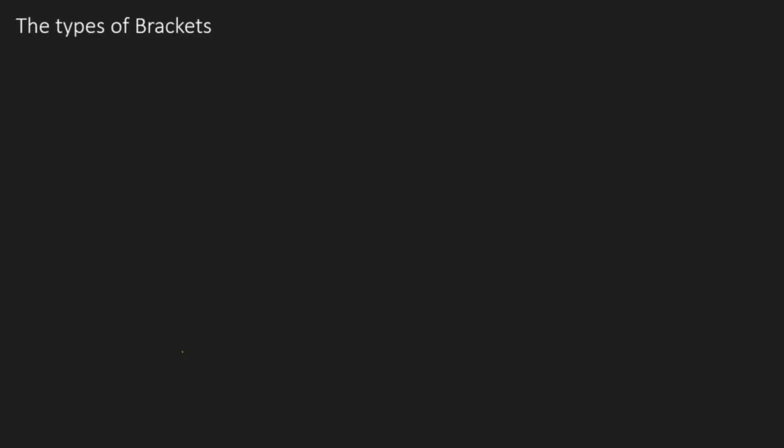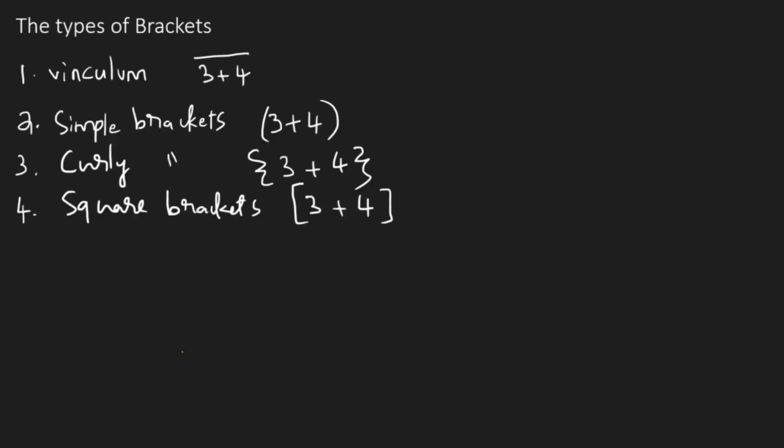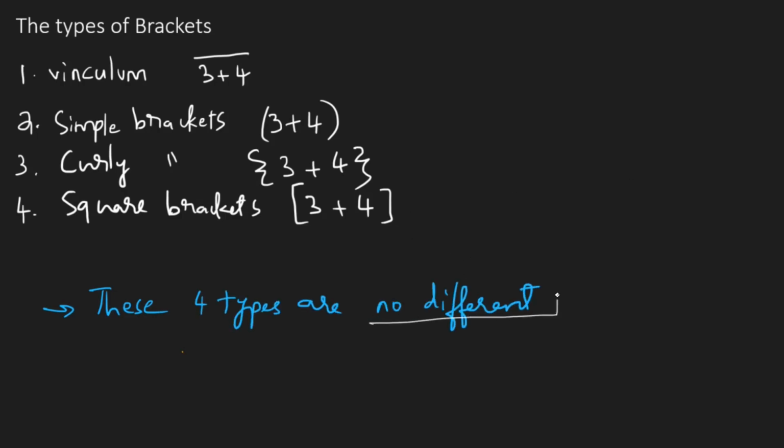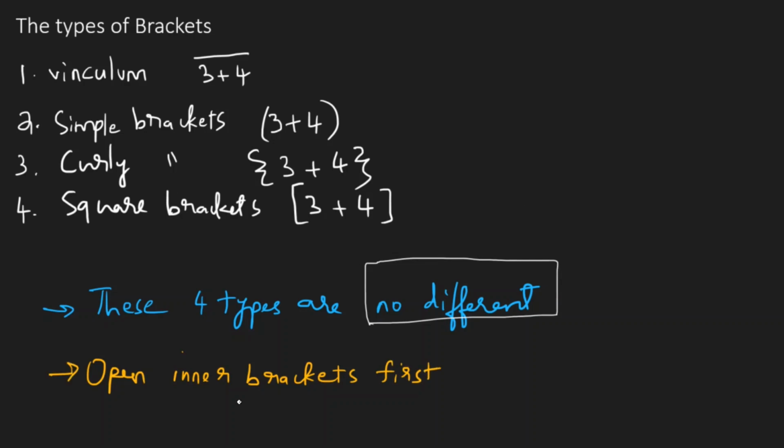Let's discuss the different types of brackets in expressions. So these are the 4 types of brackets that can occur in an expression. These 4 types are no different. There's not one that's more important than the other. The only thing that you need to keep in mind is open inner brackets first. Whenever you have multiple brackets in an expression, you have to open the inner brackets first.